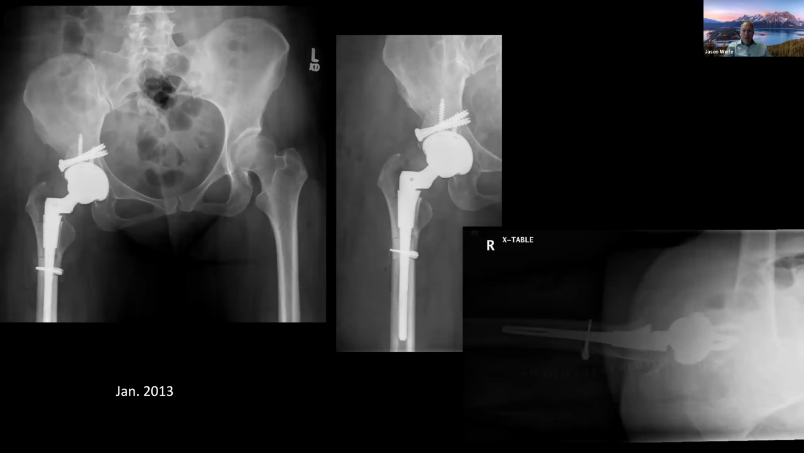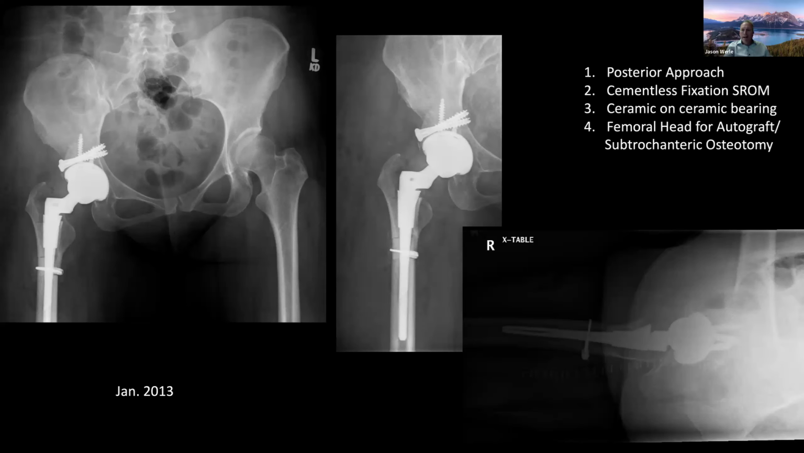Obviously, small shell size. At the time, the bearing that I favored for younger patients was ceramic on ceramic. So that's actually what the patient has. But now I think that would be a ceramic on cross-linked polyethylene. Agreed. Doesn't really matter the approach for me. The posterior approach is extensile, and so that's why I use that.